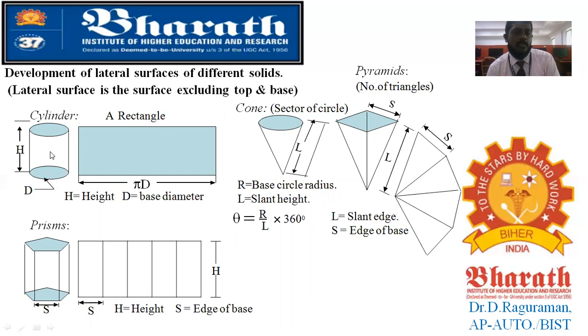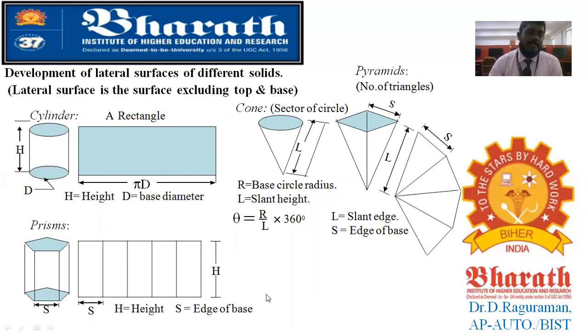You are excluding the base as well as the top surface. Only the lateral surface, meaning only the outer circumference. So you know the circumference formula. The entire circumference is going to be wrapped and then unwrapped. That's why you make the length pi d. And what is its height? For that height, you will be making a rectangle.